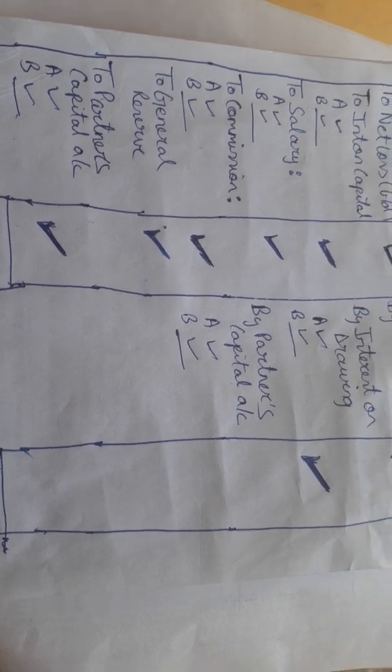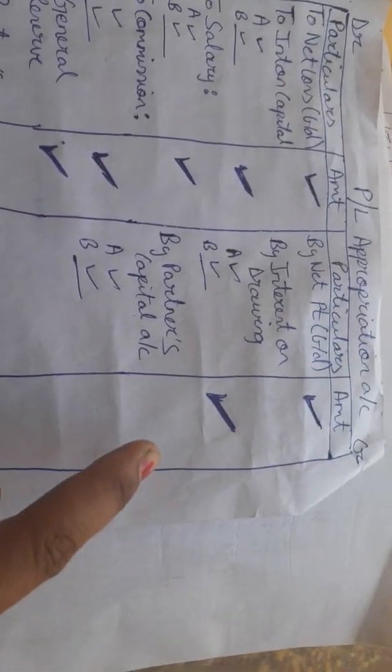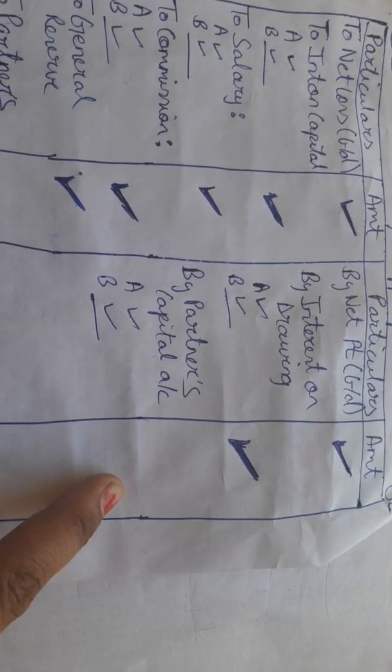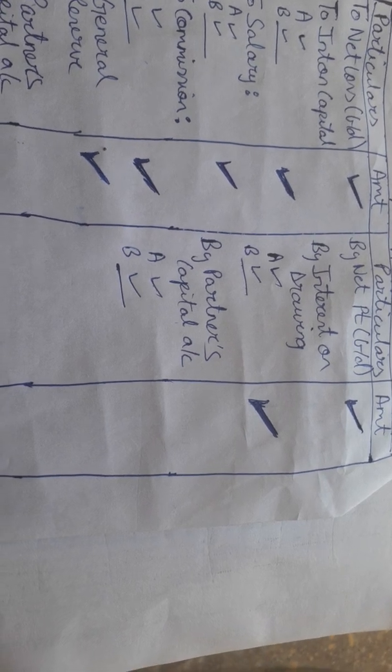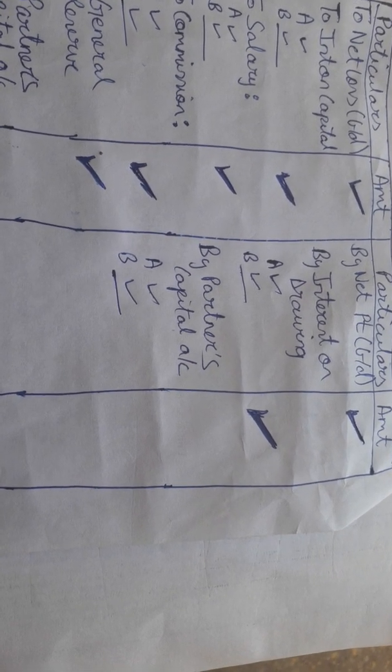If the difference comes on the credit side, it will again come under the heading Partners Capital Account and will be distributed between the partners in the ratio given or mentioned in the question.